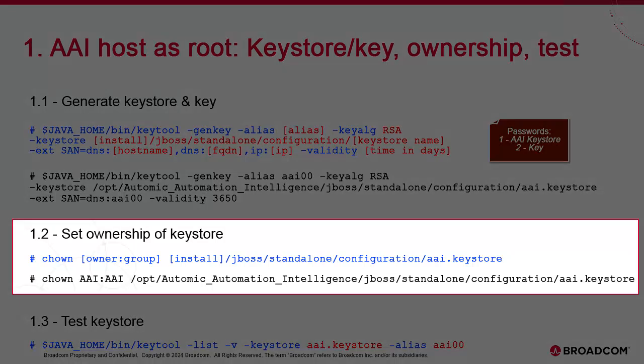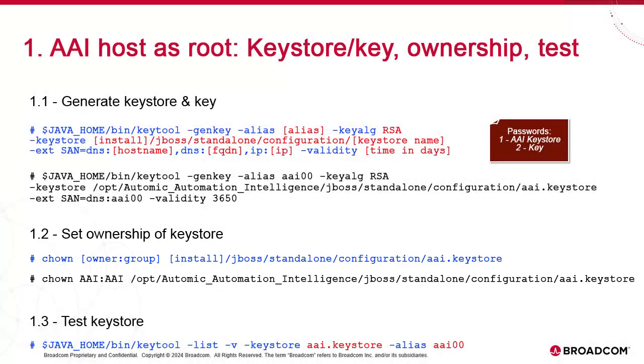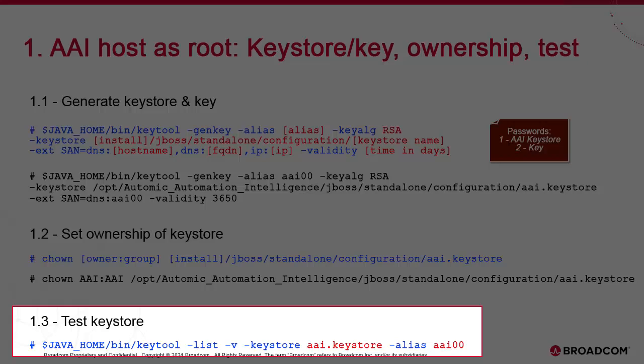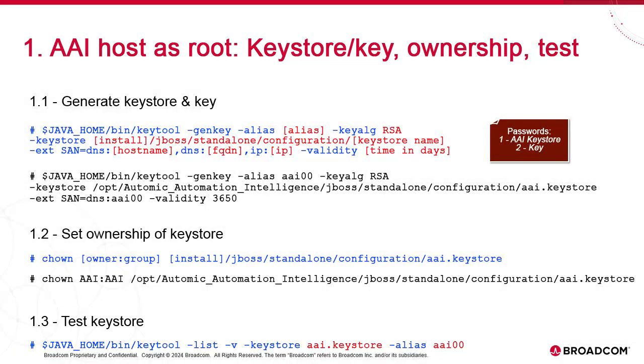Next, we set the ownership of the key store to the owner of the AAI file system, in our case uppercase AAI, and the group, which is AAI as well. Again, template in blue, actual command for our environments in black. Moving forward, we'll only use the command in black font. Finally, we can test the key store. If you do not see an error, your key store is good to go.